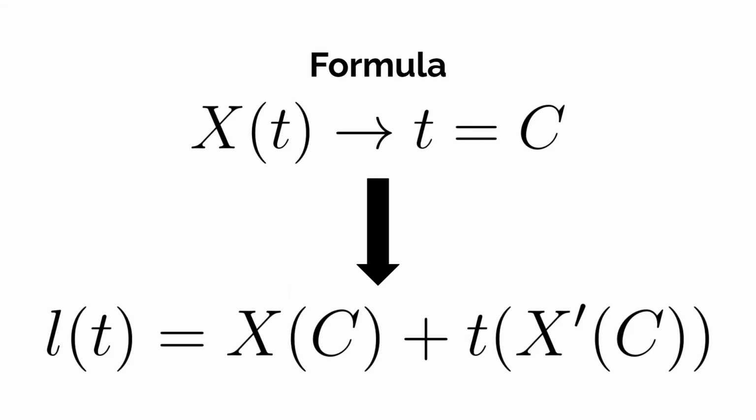So what we have shown here is that the formula for the tangent is true. L of t does equal x of c plus t times x prime of c, when we have a particular vector function of t, and t is an arbitrary constant.